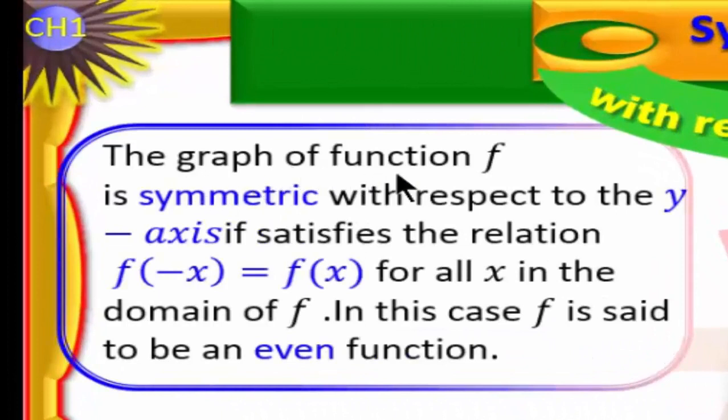The graph of the function f is symmetric with respect to the y-axis if it satisfies the relation f(-x) equals f(x) for all x in the domain of function f. In this case, f is said to be an even function.